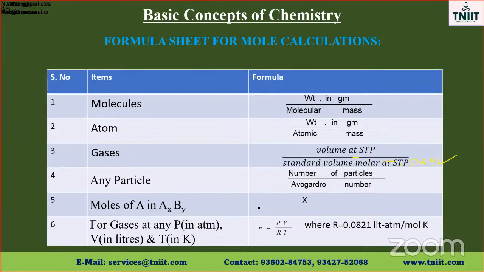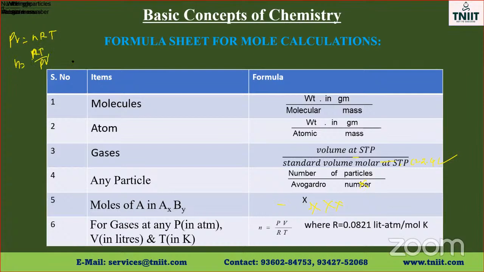Moles of A in AXBY is X. We will learn this later. And for a gas at standard pressure, temperature, and volume, this is the ideal gas equation: PV is equal to nRT. So number of moles can be calculated by the formula PV by RT.